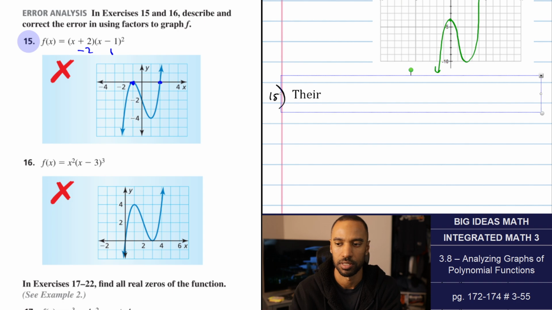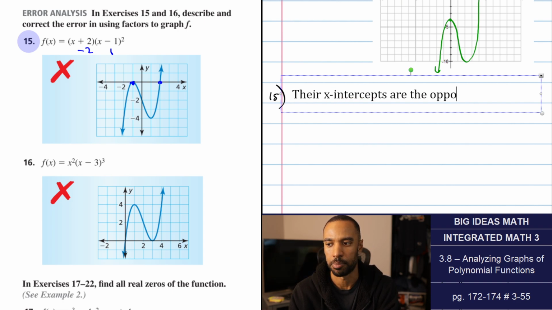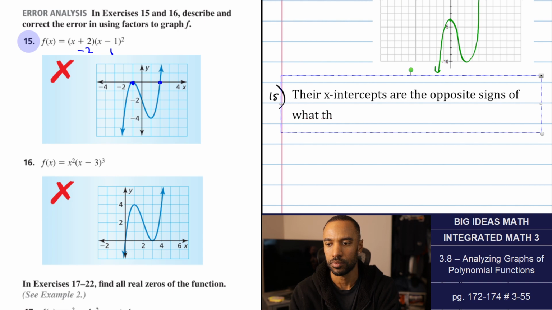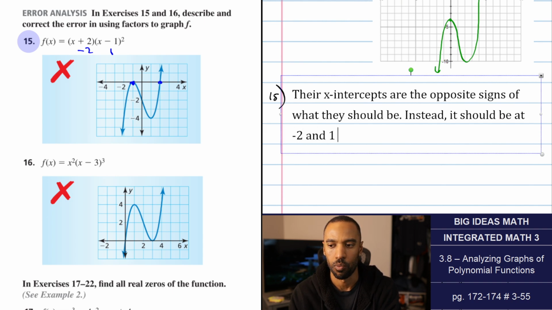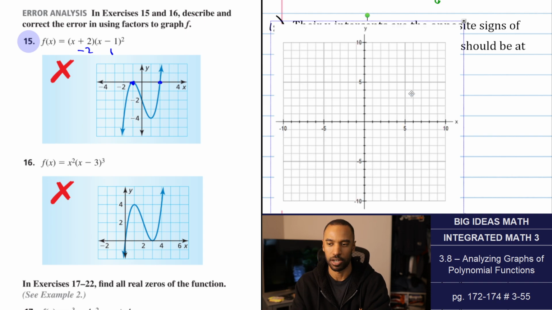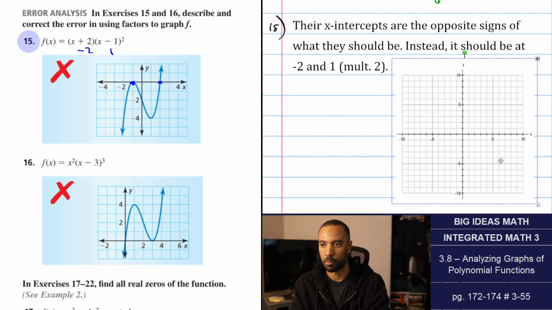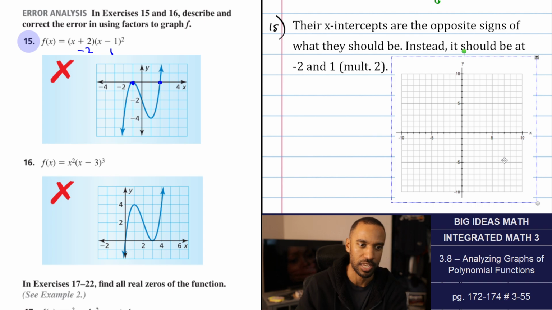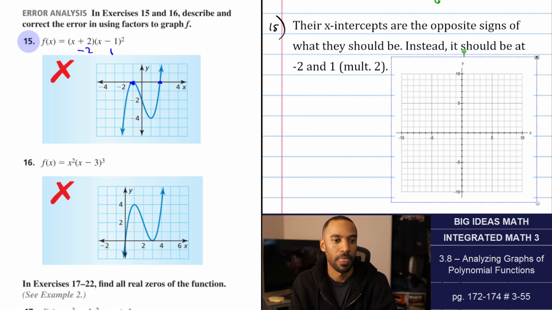Their x-intercepts are the opposite signs of what they should be. Instead, it should be at negative 2 and 1, and for negative 1 with the multiplicity of 2. Now, again, I think they kept that in mind. It's just that their graph was a reversed state of what it should have been. So if we fix this graph, and I'm only doing, again, the basic nature of it, not all the exact points. Oh, y-intercept, by the way, y-intercept here would have been 2 times negative 1 squared is 1. 2 times 1 is 2. Y-intercept should be up here.